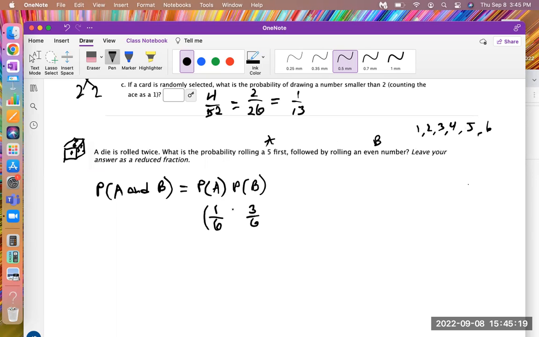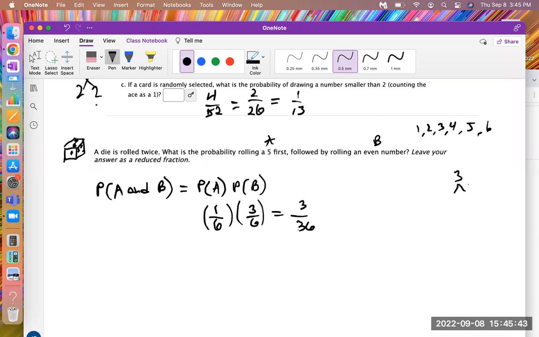So we just multiply those numbers together, and you multiply straight across: 1 times 3, which is 3, and then 6 times 6, which is 36. And then make sure to reduce that. The way I always reduce fractions is I pick the smaller number, whether it's in the numerator or denominator, and I prime factor that number.